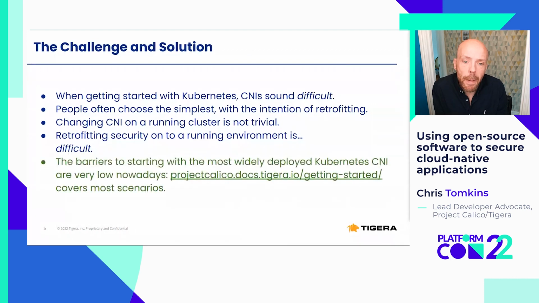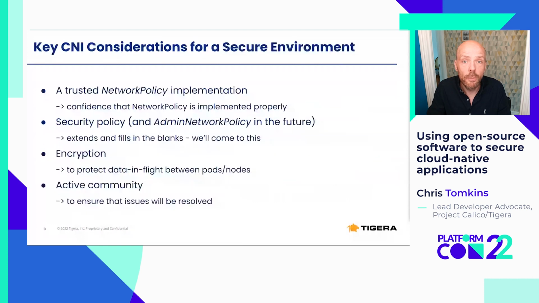Luckily, the solution is that the barriers to starting with the most widely deployed feature-rich Kubernetes CNI are very low nowadays, so it's actually quite easy to get started with a CNI like Calico that offers a great deal more functionality than the basic. Our documentation linked there provides plenty of resources. There are other CNIs though, so I wanted to take a moment to just point out what you might care about when you're choosing a Kubernetes CNI, specifically with regards to a secure environment.